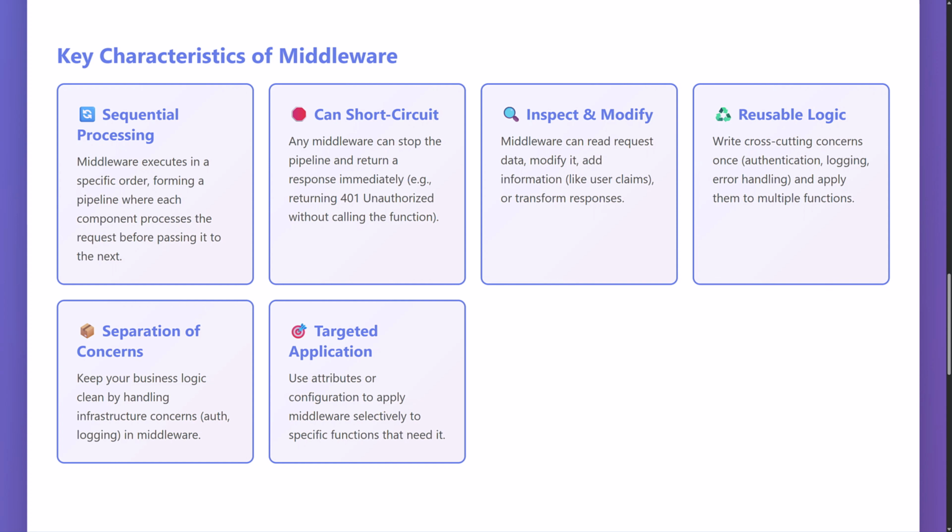Reusable logic: write cross-cutting concerns once, authentication, logging, error handling, for example, and apply them to multiple functions. Separation of concerns: keep your business logic clean by handling infrastructure concerns like authentication and logging in the middleware. Targeted application: use attributes or configuration to apply middleware selectively to specific functions that need it.